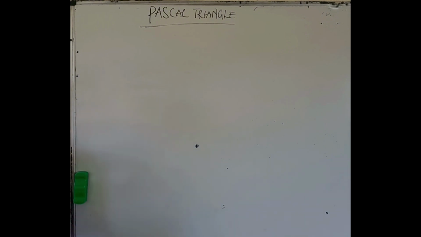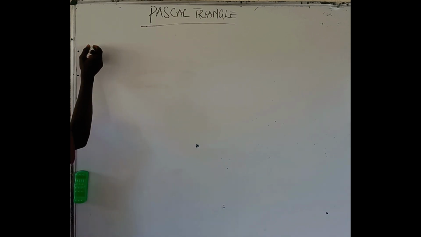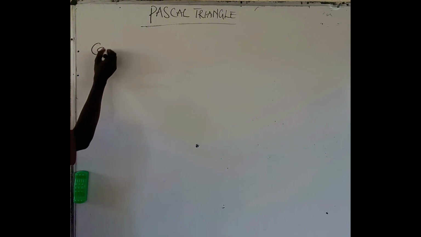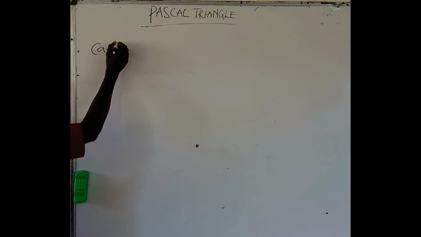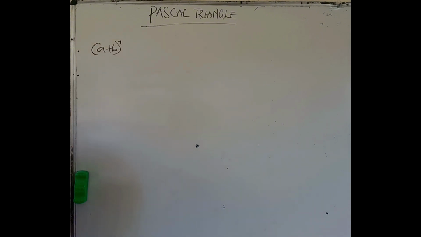What do you understand by Pascal triangle? Pascal triangle gives the coefficient of a number in any index form. For example, when you are given an index form like a plus b raised to the power 7. This is an index form.